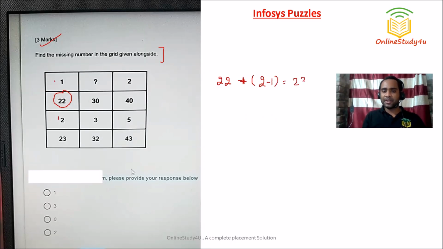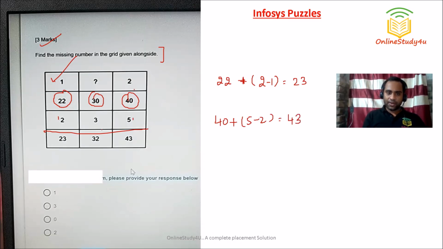So this will become 23. This row completed. Then, as I said, the fourth one will be using this. Then you will see 40 plus 5 minus 2, the remaining one. So it will be 40 plus 3, 43.